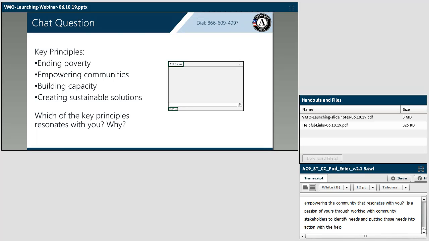Or perhaps capacity building is at the heart of who you are and what you do. Maybe you see a project and can identify a plan to increase its effectiveness and engage more individuals. Or maybe it's sustainability that draws you to your VISTA position. Maybe you have an eye for the process and developing them in such a way that they can be used once you've left. Let's see what folks are saying.